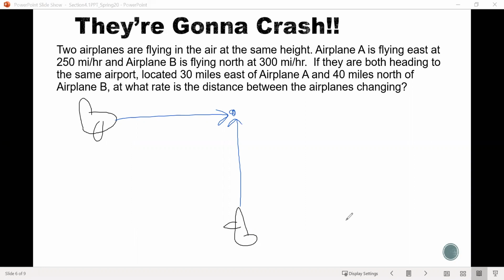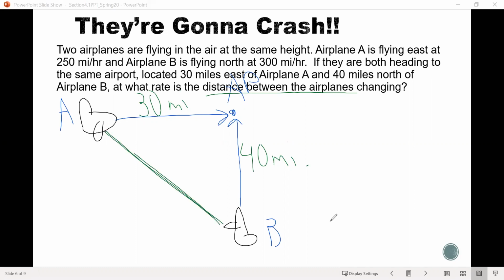So I use this point AP for airport. This is plane A, this is plane B. We're told that the airport is 30 miles east of airplane A, and it's 40 miles north of airplane B. And then we're looking at something about the distance between the airplanes, so we probably want to mark that in there as well, so we get this.